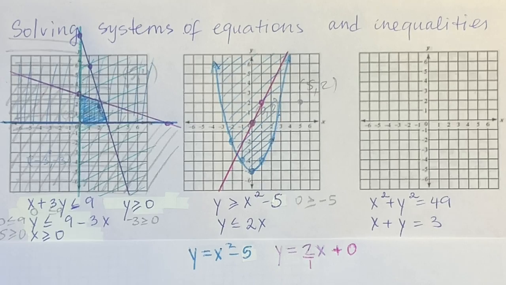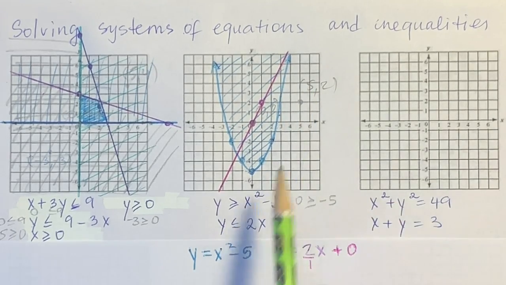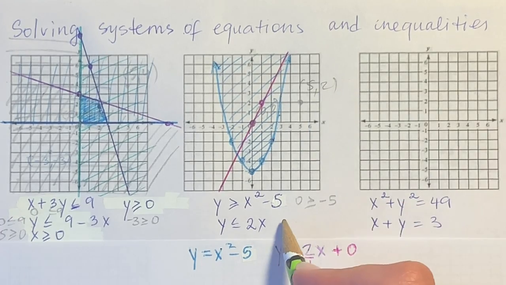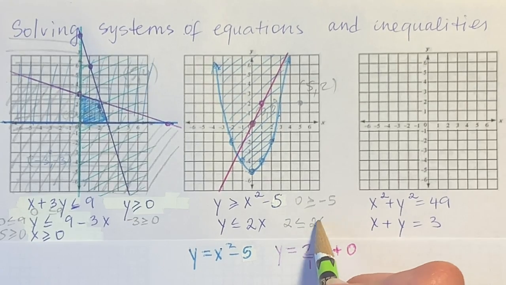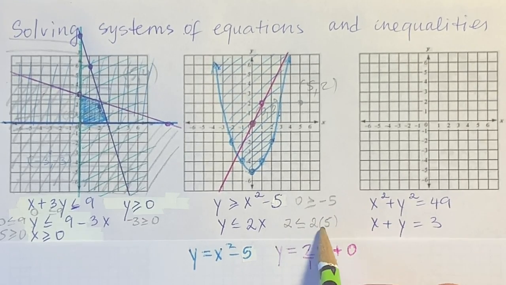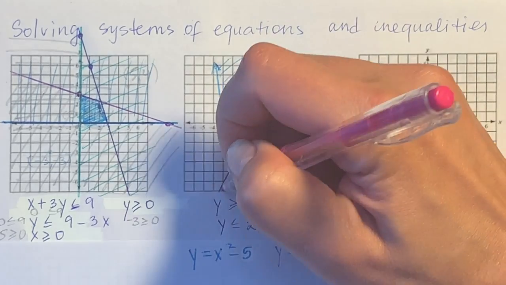So if I replace x with 5 from the point and y with 2 from the point, I will have 2 is less than or equal to 2 times 5. So 2 is less than or equal to 10. Is it true? Yes, 2 is less than 10. So we're going to shade the side where the point was, which is the right side of our line.